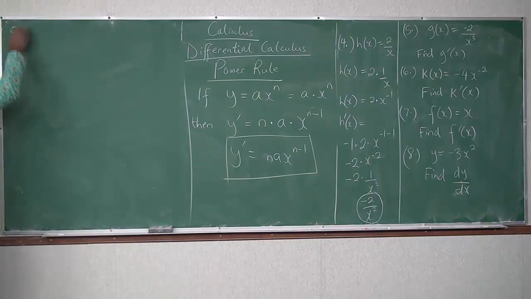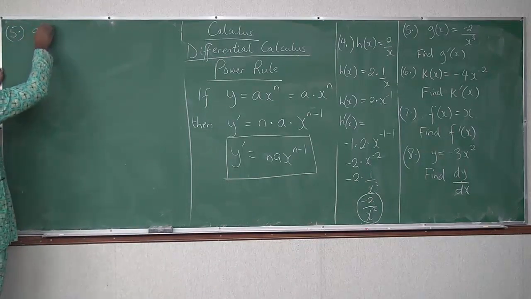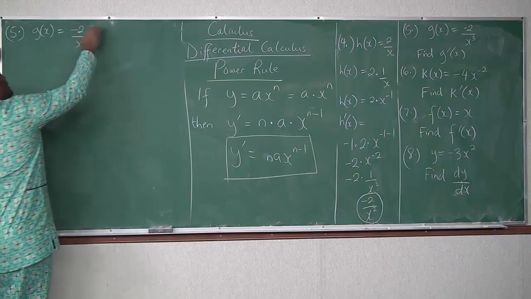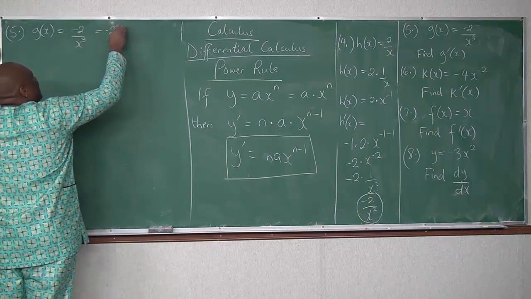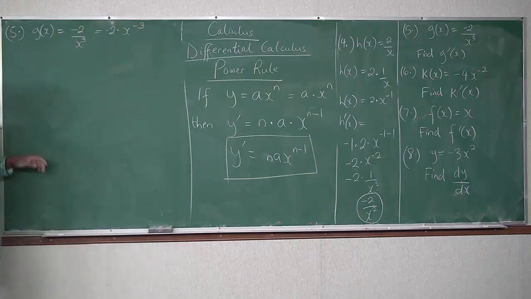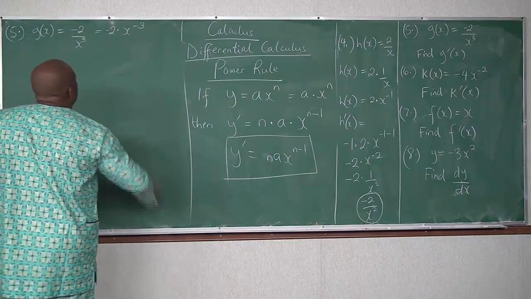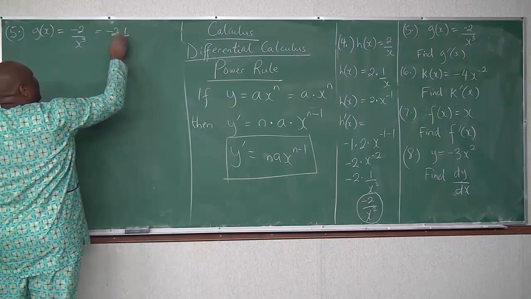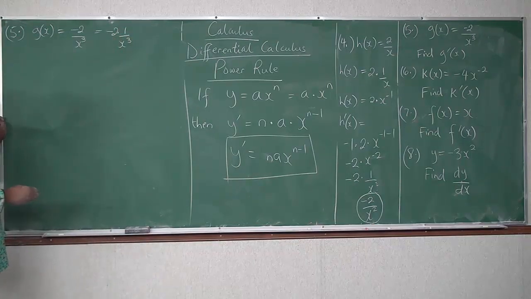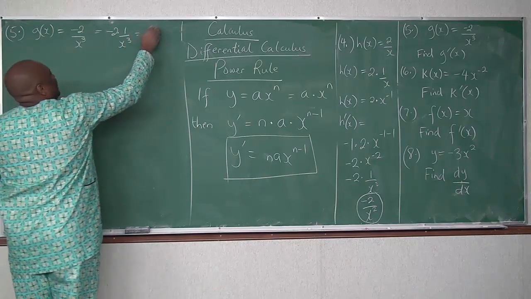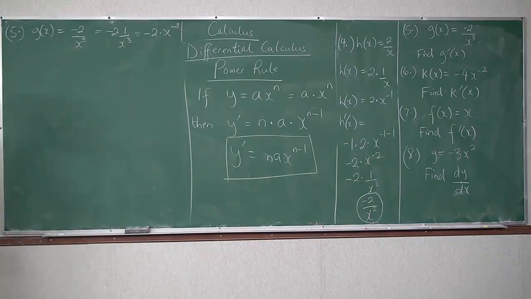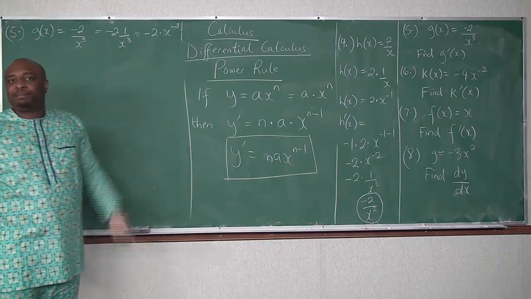Number 5, you have that g of x is negative 2 over x cubed. So this is negative 2 times x exponent negative 3. That is what it means, because this is negative 2 times 1 over x cubed. If you want me to show my work very well, this will be negative 2 times 1 over x cubed. You see that? So this is negative 2 times x exponent negative 3, because 1 over x cubed means x exponent negative 3.